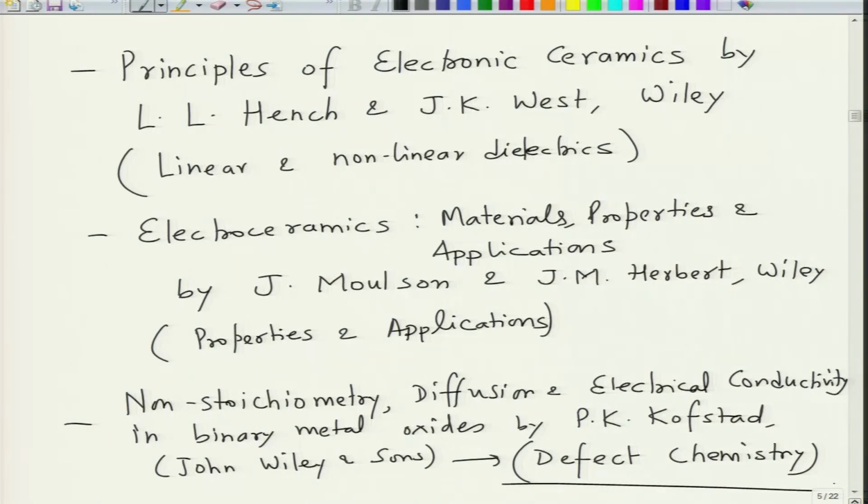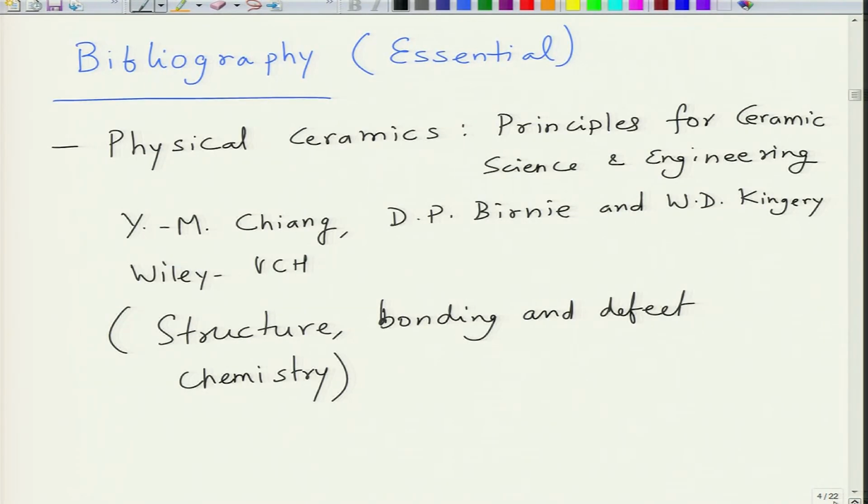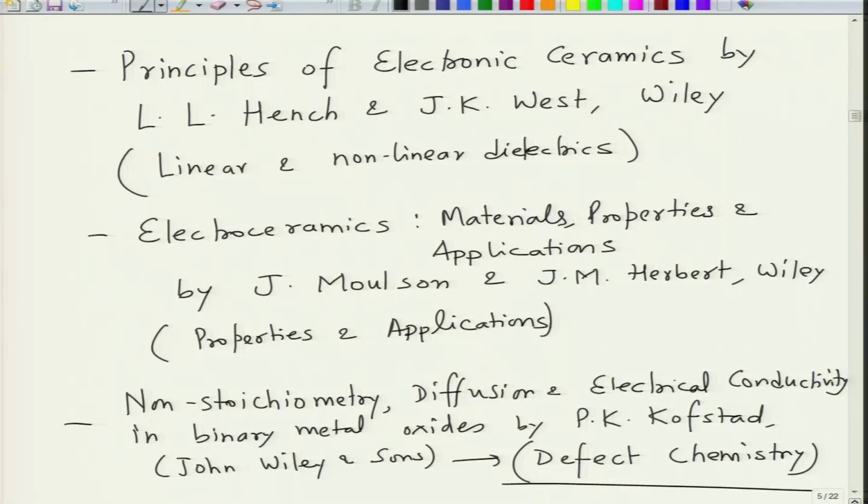So, these are the books that we will follow. The first book, Physical Ceramics by Chiang, Birnie and Kingery, from the perspective of structure, bonding and defect chemistry. Then we will look at Electronic Ceramics, Principles of Electronic Ceramics from the perspective of linear and nonlinear dielectrics by Hench and West. And we may also refer to Electroceramics, Materials, Properties and Applications by Moulson and Herbert from the perspective of properties and applications. If you are interested in defect chemistry, you can look at this book by Per Kofstad or P.K. Kofstad, that is Non-stoichiometry, Diffusion and Electrical Conductivity in Binary Metal Oxides.